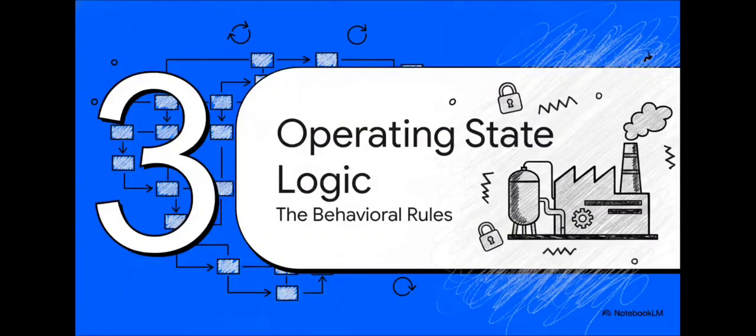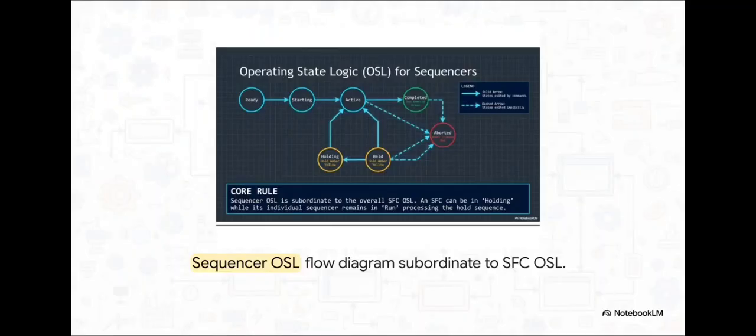Section 3, mastering operating state logic, the behavioral rules. Now that we've got our steps and transitions down, we really need to understand the rules that govern how sequencers actually run, pause, and stop. Notice the flow in this sequencer operating state logic, or OSL, diagram. I know it looks a bit complex, but there is one core rule you absolutely must remember here.